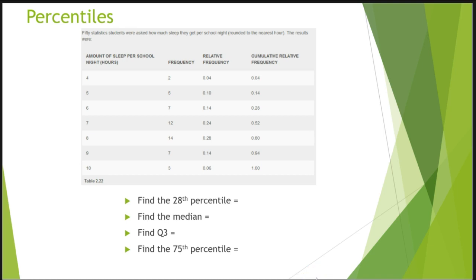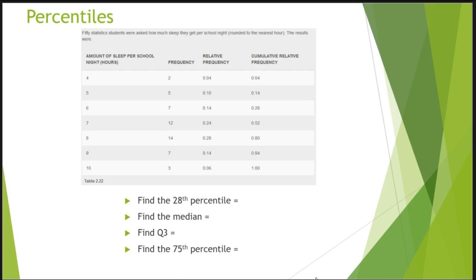Let's talk about percentiles. Sometimes we'll have a problem, just like this one, where they'll want us to find certain percentiles of the data. So in this example, 50 statistics students were asked how much sleep they get per school night, rounded to the nearest hour. Here are the results. We need to find the 28th percentile, find the median, find Q3 and the 75th percentile. So we'll start with finding the 28th percentile.